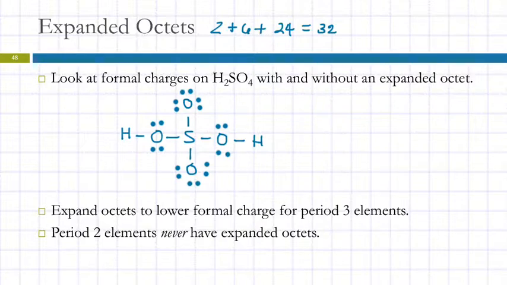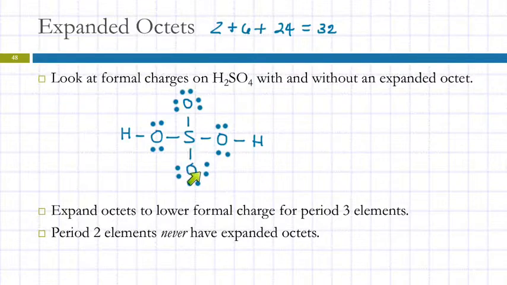Let's look at the formal charges, though. So we don't have to think about hydrogen. We have 2 different kinds of oxygen here. This oxygen and this oxygen are in the same situation. They have an octet with 2 bonds. Those are going to be 0 formal charge, right?